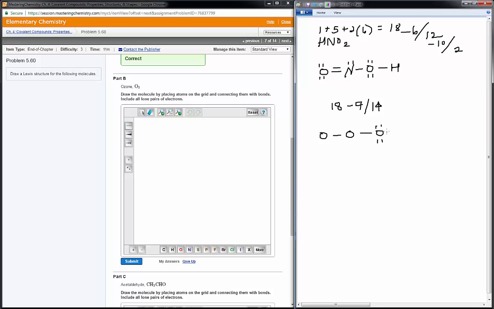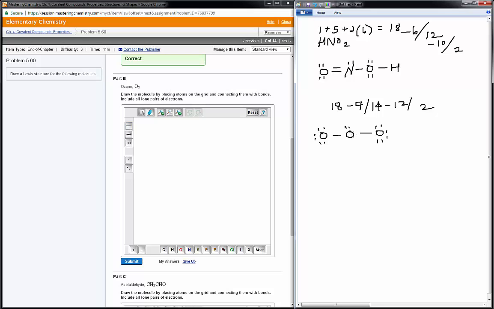1, 2, 3, 4. 4, 5, 6 on that guy. 1, 2, 3, 4, 5, 6 on that guy. I've used up 12 and I have 2 left, so they go right there. And now I can see this oxygen is not sufficiently happy. I'm going to have to share from one of the oxygens.